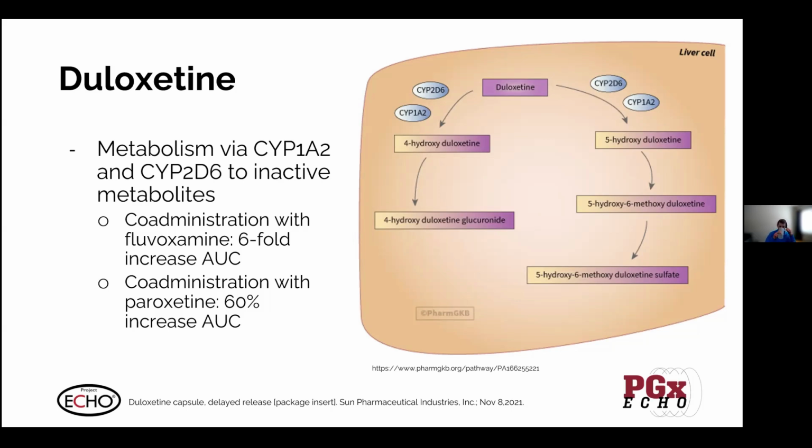In our PK studies that are cited within the drug label, comparing the effects of different inhibitors, fluvoxamine being a strong CYP1A2 inhibitor, and paroxetine being a strong CYP2D6 inhibitor, we can see some pretty significant increase in total exposure. So with paroxetine, an increased AUC of about 60%, whereas with fluvoxamine, that is a six-fold increase.